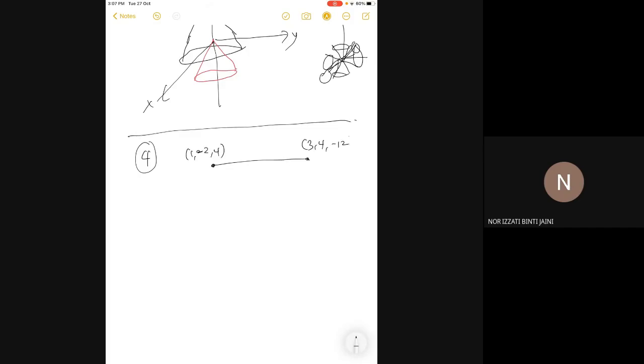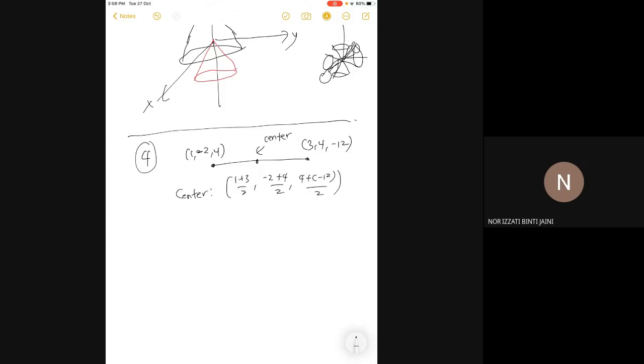So how do you want to find the center? So you gunalah formula titik tengah tu kan, which is 1 plus 3 divided by 2, -2 plus 4 divided by 2 and then 4 plus -12 also divided by 2. Then you can find the center.